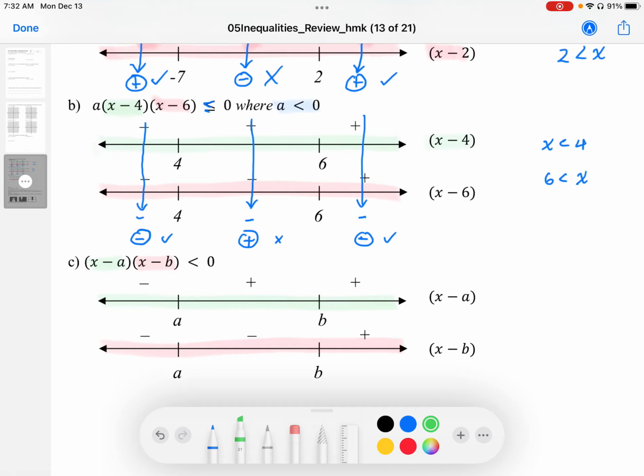So then we combine these. So negative, negative gives us positive. That is not less than 0. Positive, negative gives us negative. That's part of our solution. So we want x's in between b and a, and then positive, positive, that gives us positive. That is not part of our solution. So our solution set then is for all the x's between a and b.